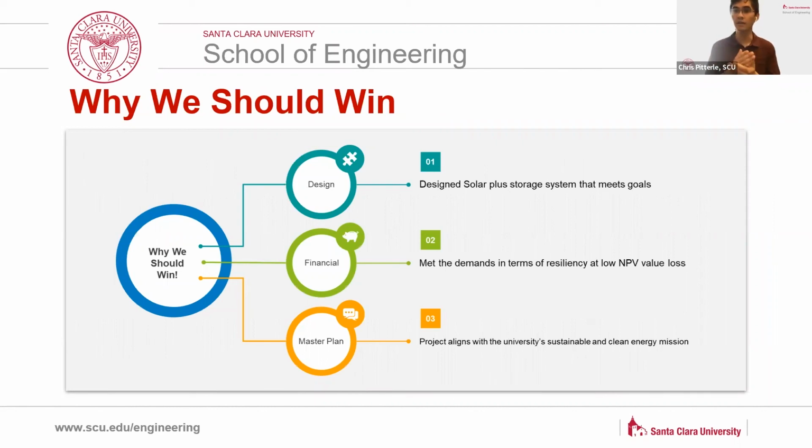Why does this matter, though? Our design fulfills the requirements and goals set by NREL. And this is also being done in a financially sound and credible way that will have a low NPV value. But most importantly, this is fulfilling Ohio State University's mission to become a sustainable university and to lead in the clean energy space and achieve its sustainable mission.